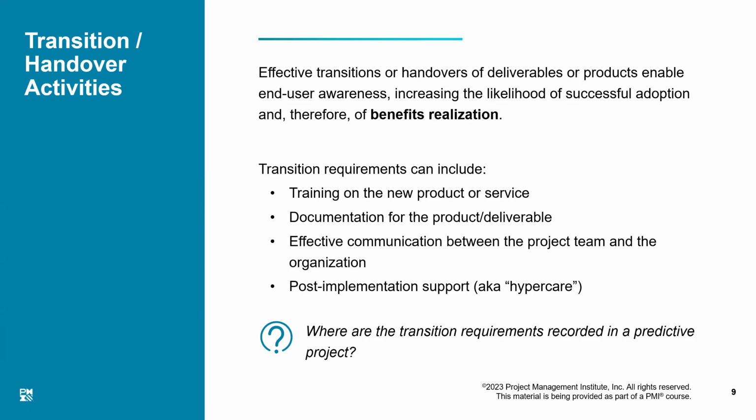In a register. Which register? Change management log or something like that. No, that change management log is about the change requests. But you see, it's very simple. Transition requirements are requirements. Wherever the requirements are recorded, they are recorded there. There we go. Okay. So transition requirements are in the requirement traceability matrix.